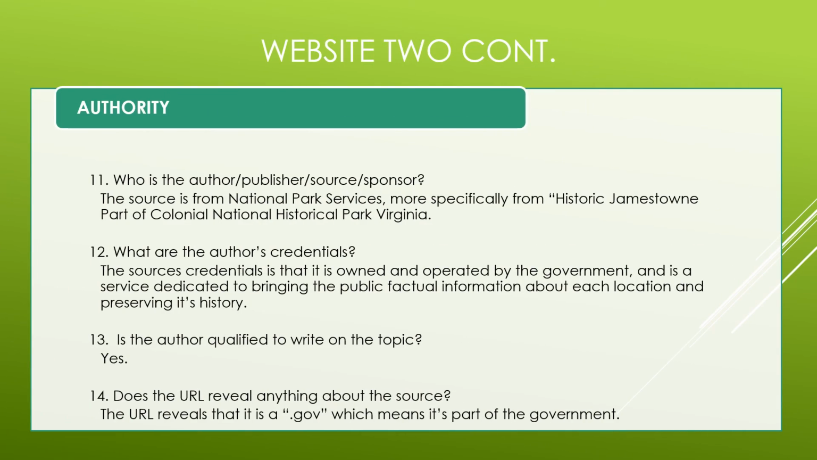The authority. Who was the author, publisher, source, or sponsor? The source is from National Park Services, and more specifically from the historic Jamestown part of Colonial National Historical Park in Virginia. What are the author's credentials? The source's credentials is that it's owned and operated by the government and is a service dedicated to bringing the public factual information about each location and preserving its history.